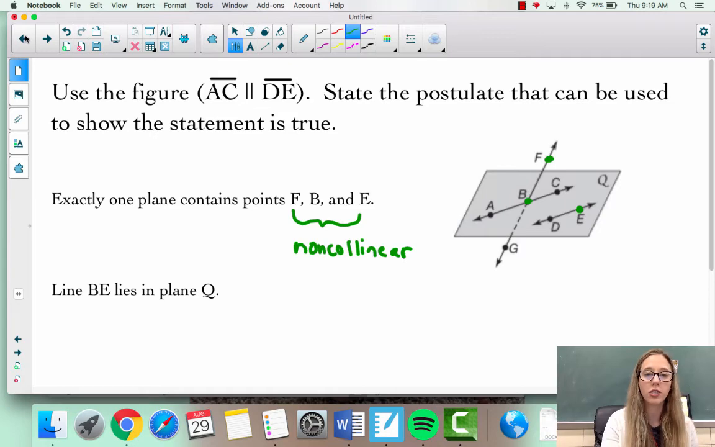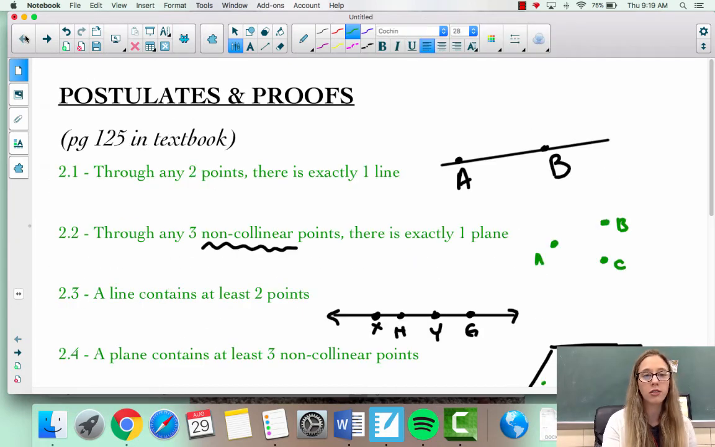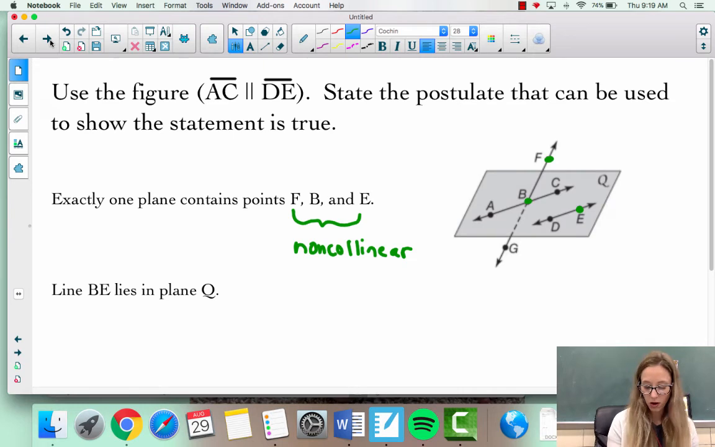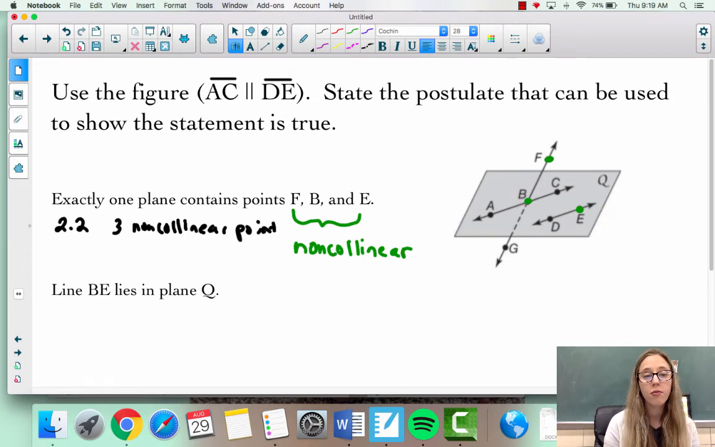So if we go back to our postulates and we look at our 7 options, we know that 2.2 says that if you have 3 non-collinear points, there's exactly one plane. So in this case, you could write the whole postulate out, or you could put postulate 2.2. I will not give you the numbers on the test, so you'll want to be able to identify those written parts of the postulate that through 3 non-collinear points make one plane. So that would be the explanation or the postulate you would use to prove this is true.